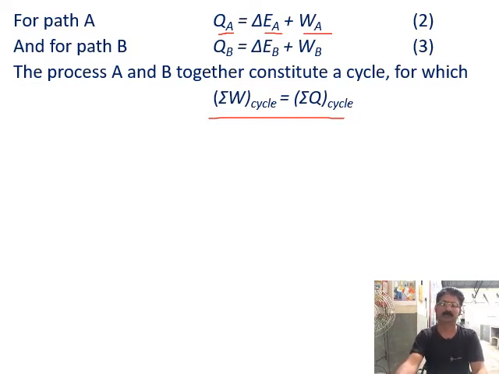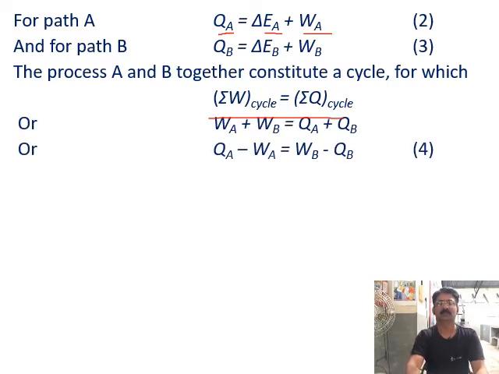That also you can write. Okay, it's not delta, it's sigma. So that means the summation of W should be equal to summation of dQ for this entire cycle. That means from this you can write WA plus WB, that is summation of work, is nothing but, for the two processes, WA plus WB, and the heat transfer during the two processes is QA plus QB.